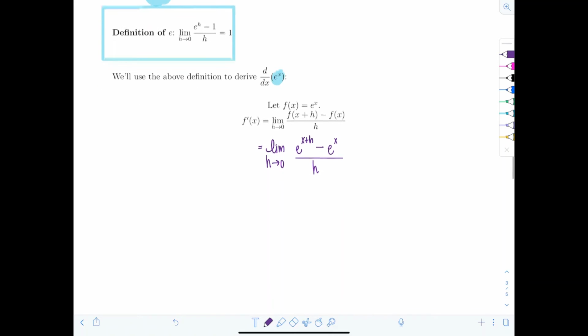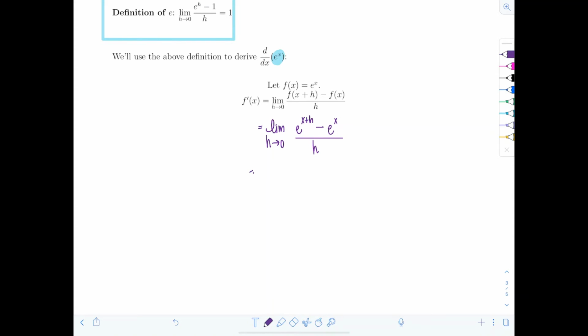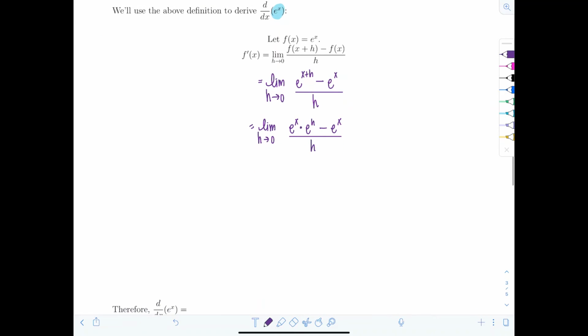Now from here, I can rewrite the first term as e to the x times e to the h, and then I still have minus e to the x over h. Why did I do that? Because now I can factor out e to the x, so I have the limit as h approaches 0 of e to the x times e to the h minus 1 over h.